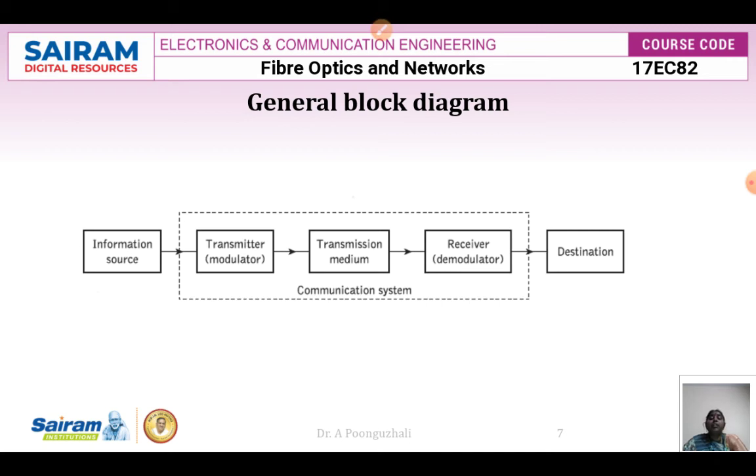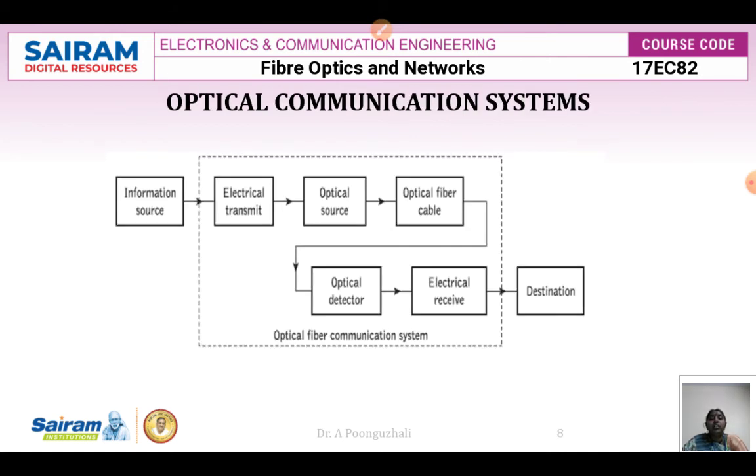This modulated signal is sent through the transmission medium, and at the end of the transmission medium, we have a receiver block, where the function of the receiver is to demodulate the signal. Whatever signal we have sent is demodulated and given to the destination. This is the basic block diagram of a communication system.